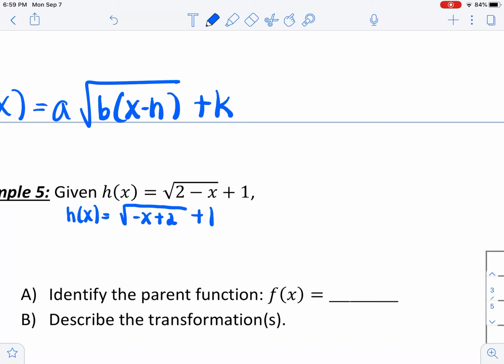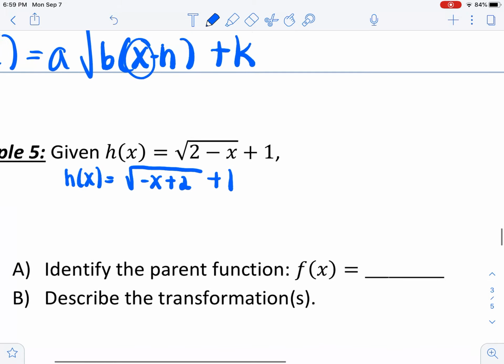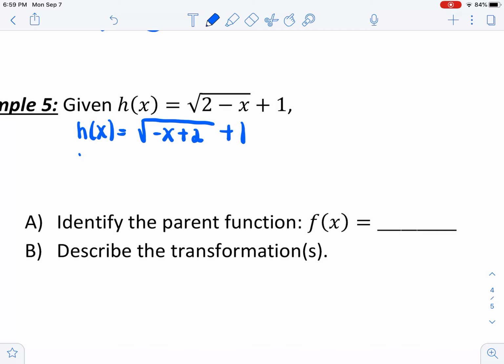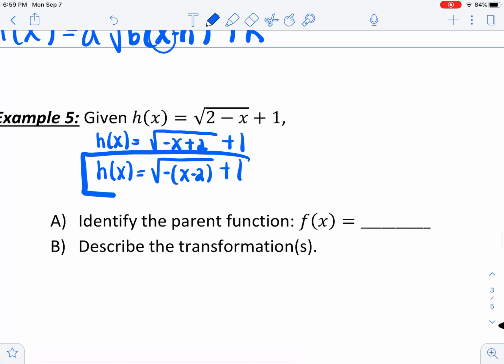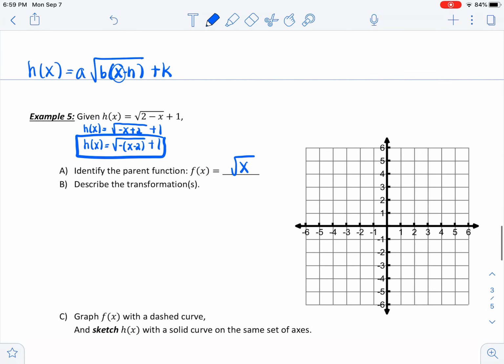All right, so the next thing you should notice is that this x right here has to be positive. So now I have to factor that negative out. So now I have the square root of negative x minus 2 plus 1. And this is what we're actually graphing right here. Parent function is the square root function. Let's go ahead and do a dashed curve of that. 0, 0, 1, 1, 4, 2.